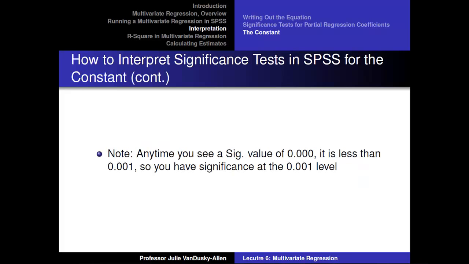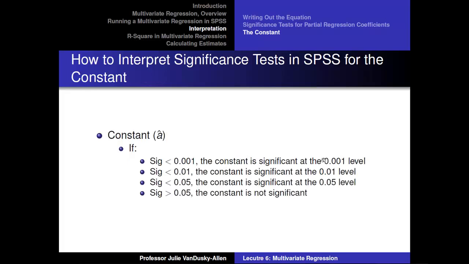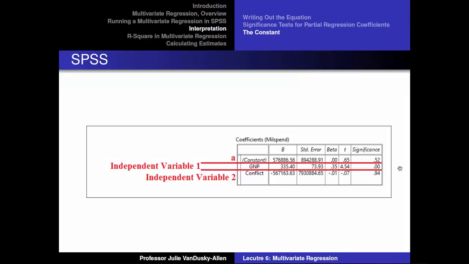Also note that anytime you see a sig value of 0.000, then it is less than 0.001, and the significance is at the 0.001 level. Applying this to our example, the sig value for the constant was not less than 0.05, so the constant is insignificant. It is not different from 0.